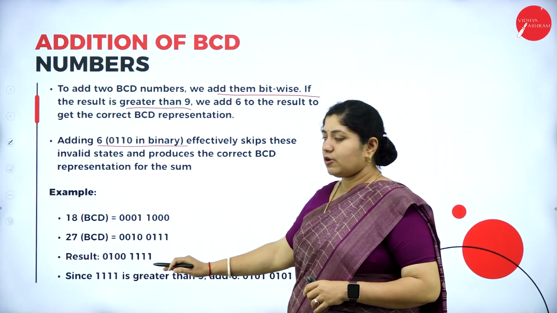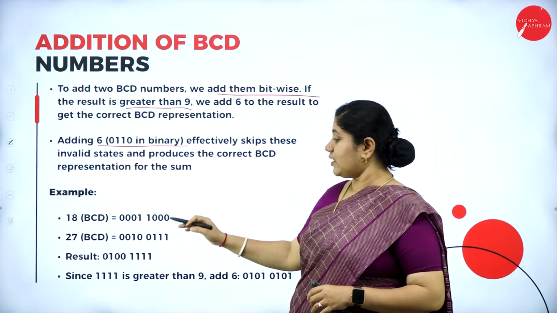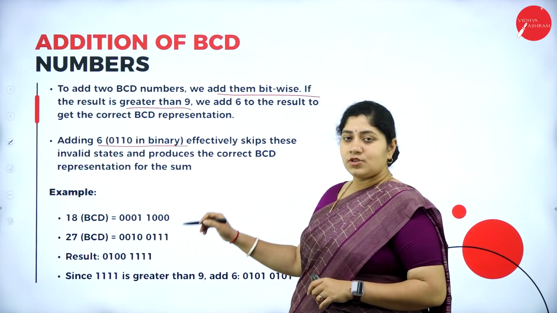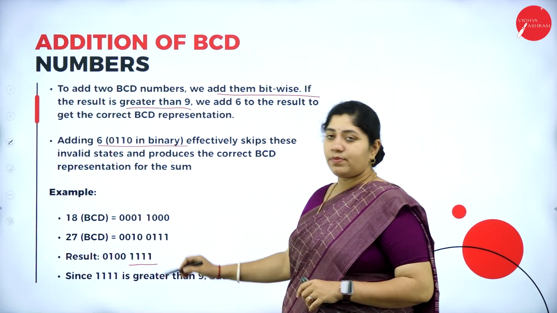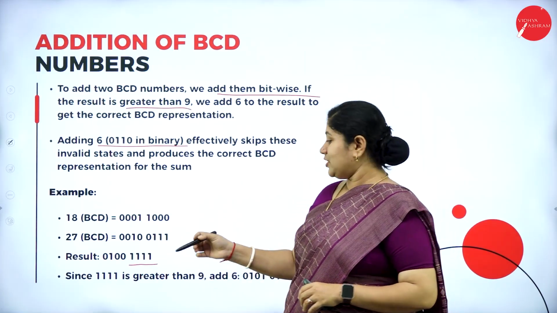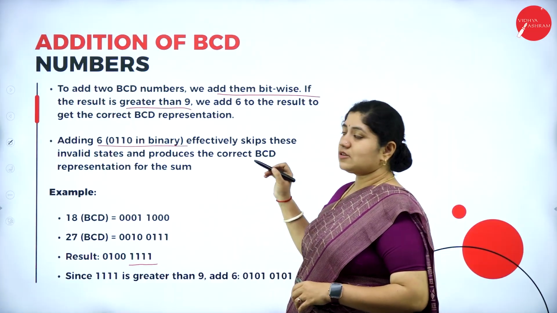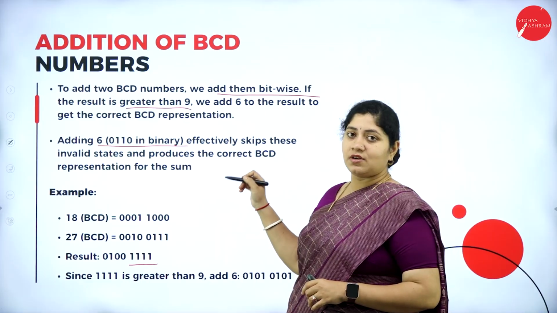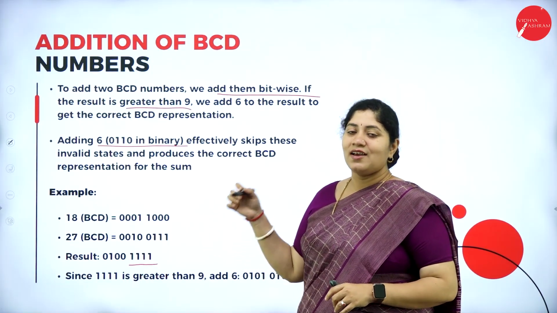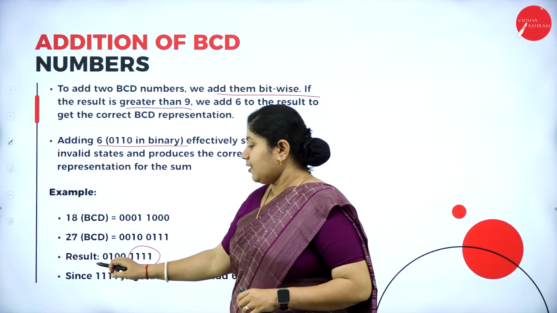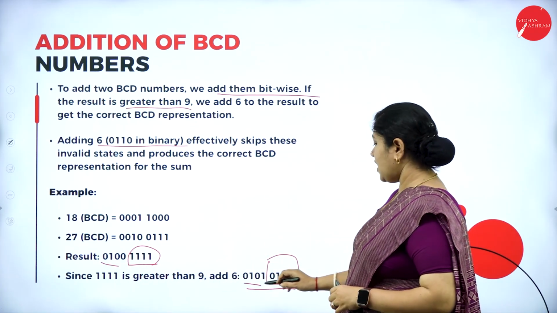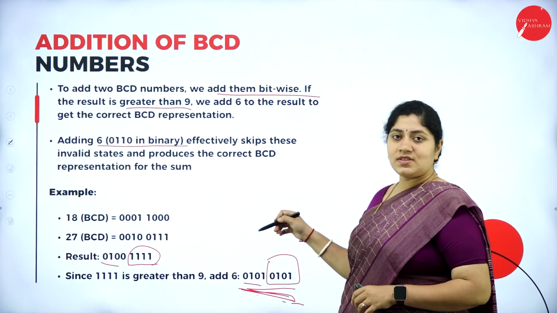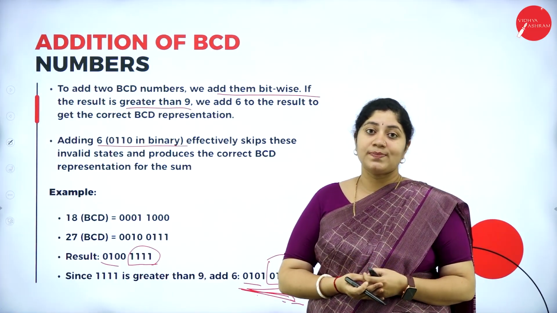Now, let's see an example over here. We have considered 18 plus 27 and we have represented it in a binary format. You can observe over here, the final bit value is greater than 9, which says 1111. In the sense, it is 8 plus 4, 12, 12 plus 2, 14, 14 plus 1, 15. Oh my god, it's truly greater than 9. Now, for that, what we have to do? I'll be adding 6 with this. So, the value I get finally is this one. So, this is how we'll be performing addition with BCD.